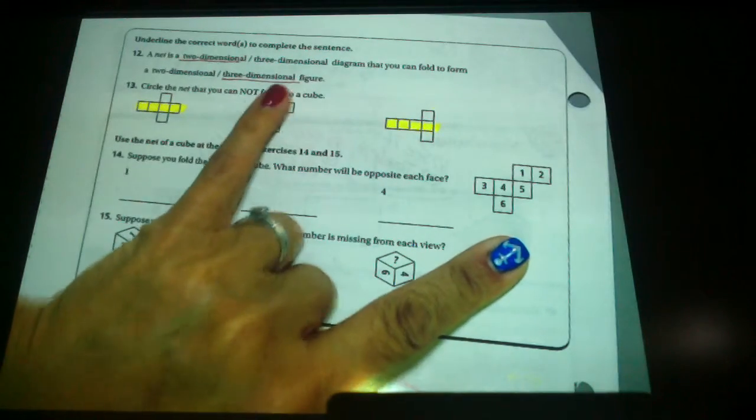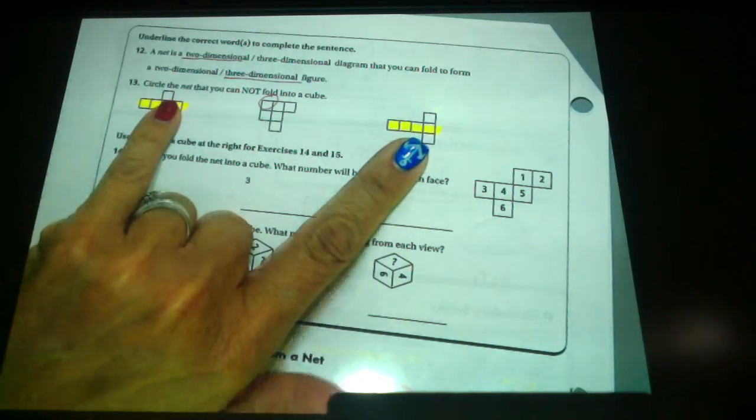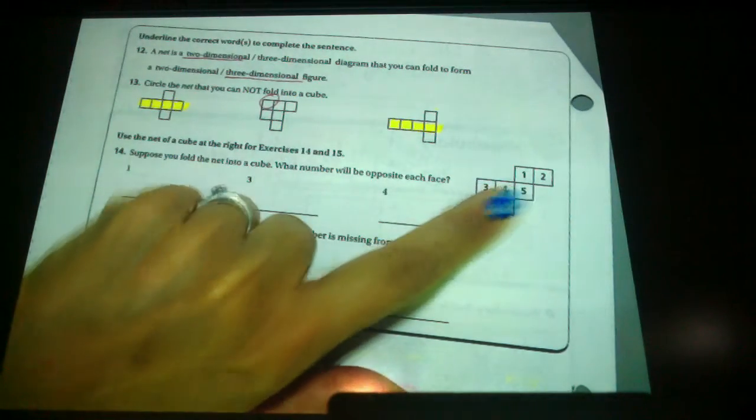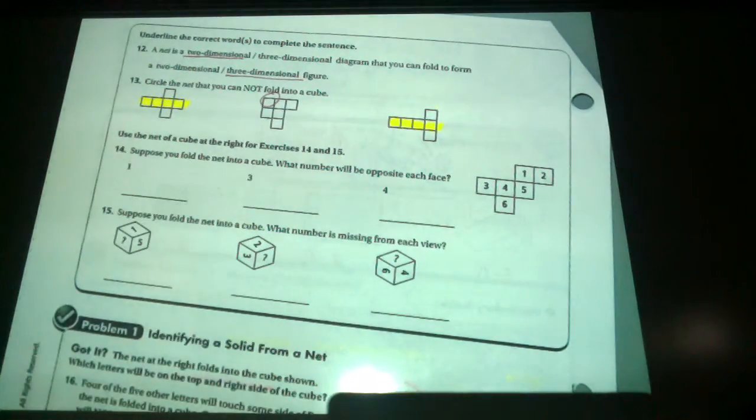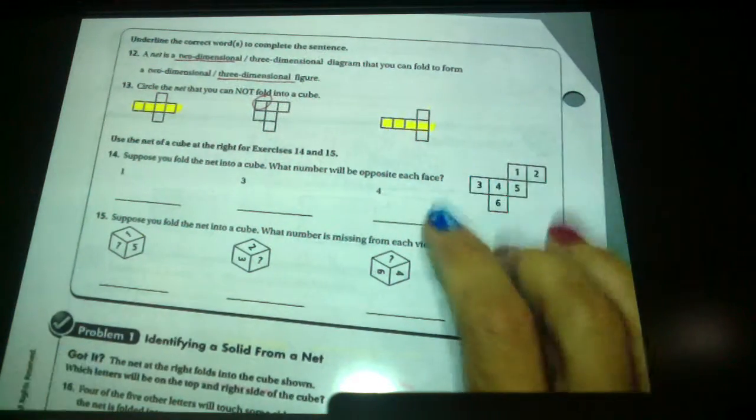This one is different from this one, and it's different from those two. It does not have 4 in a row, but that's why I made this one so that you could see that it actually did fold as a cube. And now it's going to start asking you some questions.